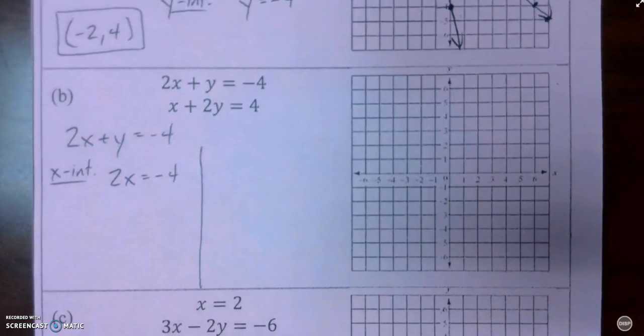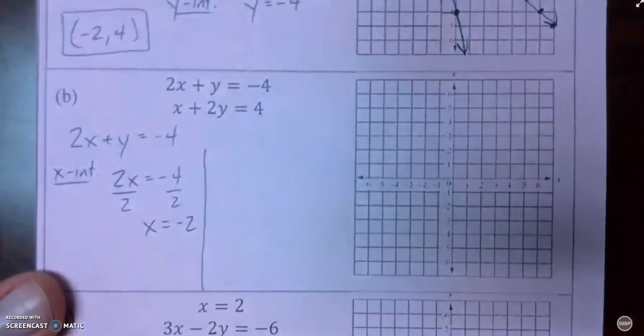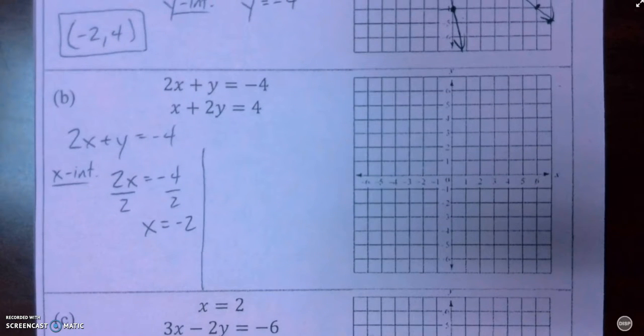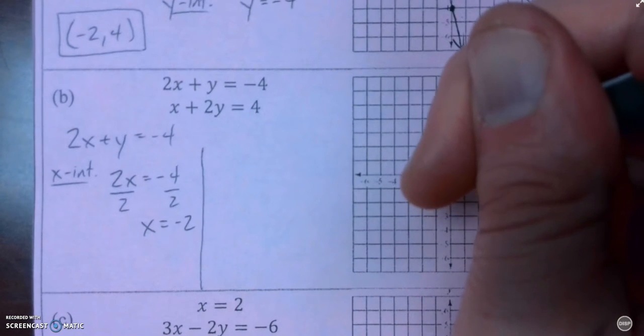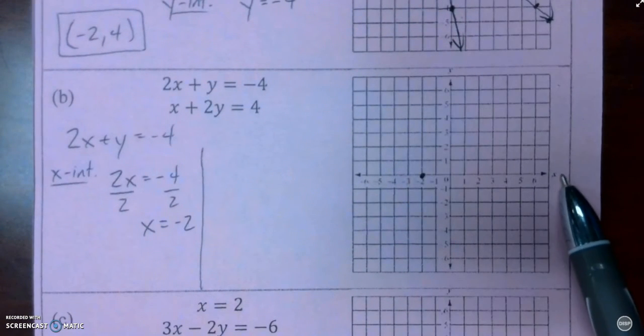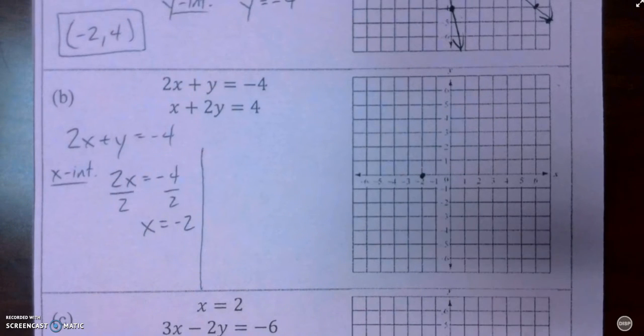And if I solve that equation for x, I'll divide both sides by 2. That means that x is negative 2. So I can plot that x-intercept. The x-intercept is negative 2.